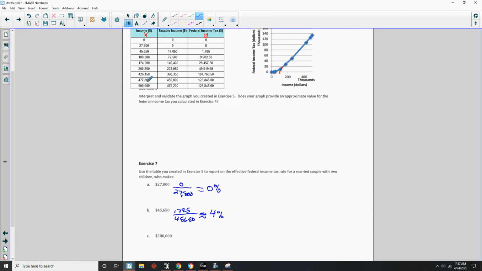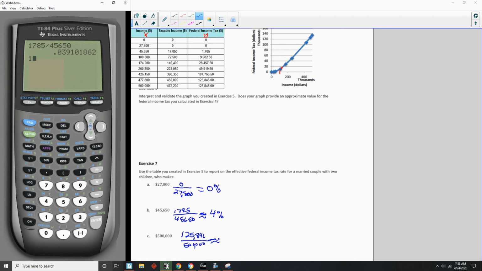And then $500,000 is right here. So I'm going to take $125,846 and divide it by 500,000. Okay, that one you can approximate as well. And that is going to be calculated by, well, if this is 500,000 and you double it you get a million. So you can just double this and move the decimal. So it would be 25%, it looks like. So 125,846 divided by 500,000. And it comes out to be 25%.